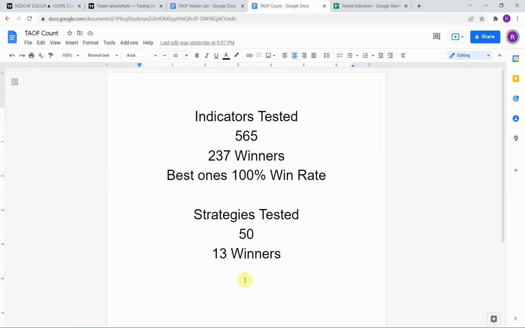We have also tested a total of 565 indicators, with 237 of them being winners. The best ones so far were able to achieve a 100% win rate. Now you need to go back and watch those videos to understand the context of how they were able to achieve that. So go back and watch those videos and see what you can get out of those winning indicators. And keep in mind that we test all these strategies and indicators on the Forex market, but they can be applied to just about any market universally.